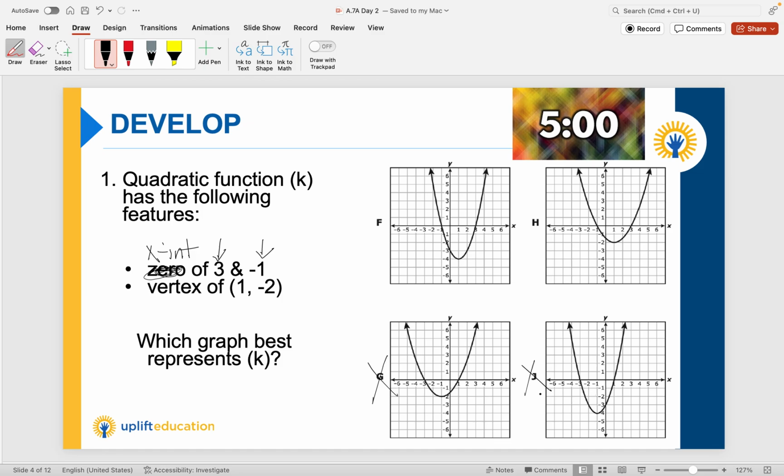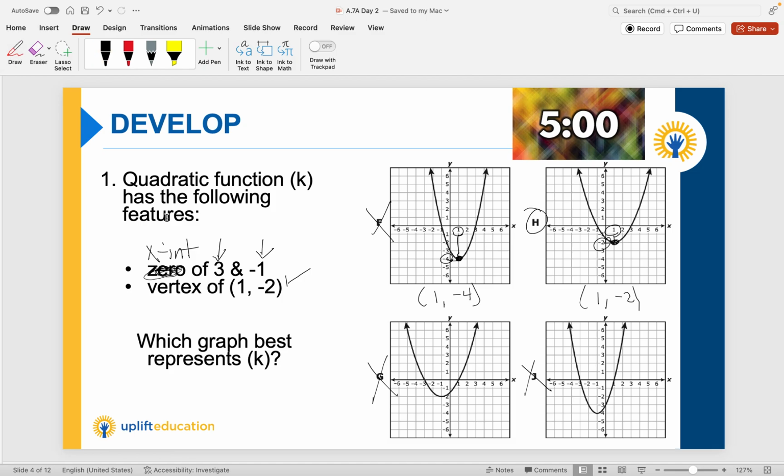So now we're down to 2. The vertex is at (1, -2). We know the vertex is in the middle of the function, so I'm just going to put the middle of the function. If I go up to the x, I'm at 1, and I go over to the y, I'm at -4. So underneath my notes here, I want you to write (1, -4), and (1, -4) does not match, so it's not F. If I go up here, I'm at (1, -2), which is exactly what we're looking for. So our answer here is answer choice H.